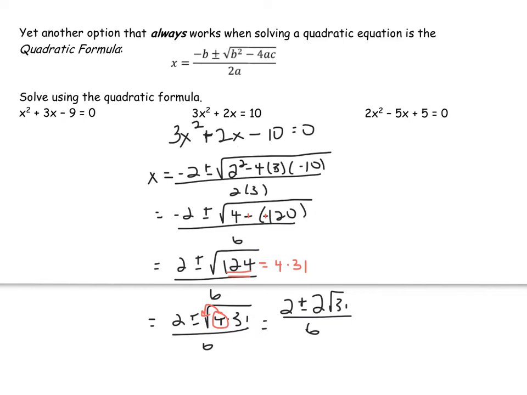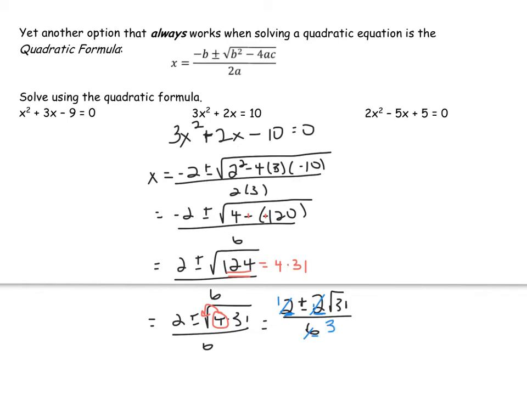So 2 plus or minus 2 radical 31 all over 6. Now look at the number in front of the plus or minus, the number right after, and the number at the bottom. We can reduce this fraction if all three of those numbers have a common factor. And they do. 2 goes into all three of those numbers. 2 would go into itself once, into the other 2 once, and into 6 3 times.